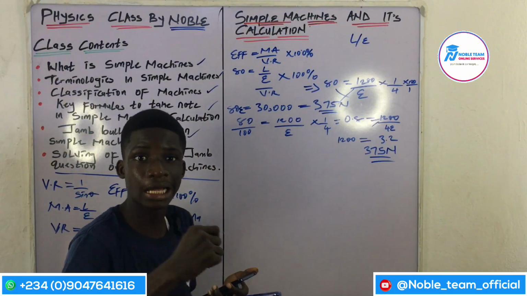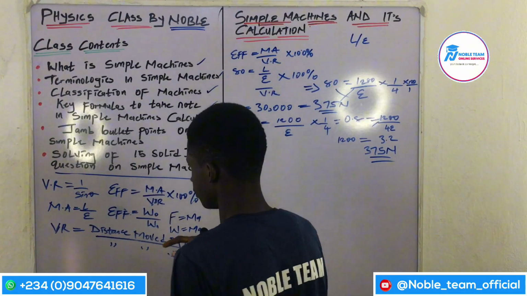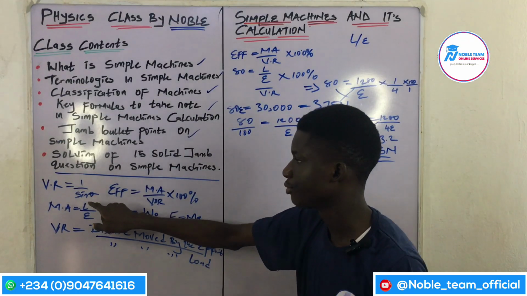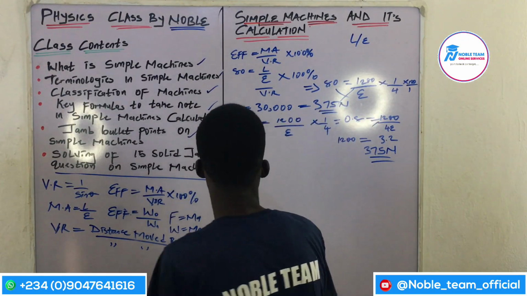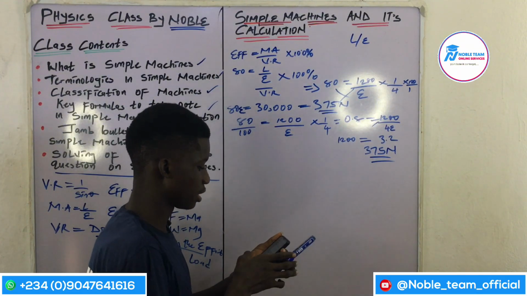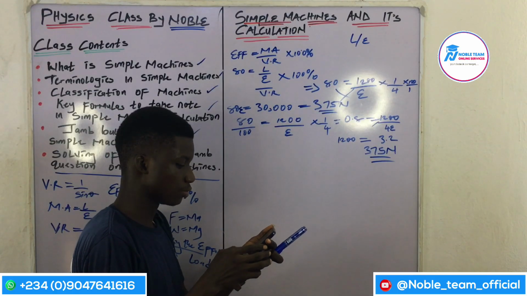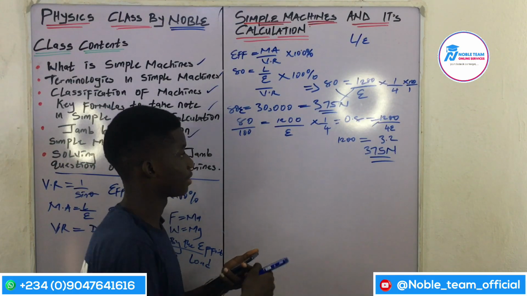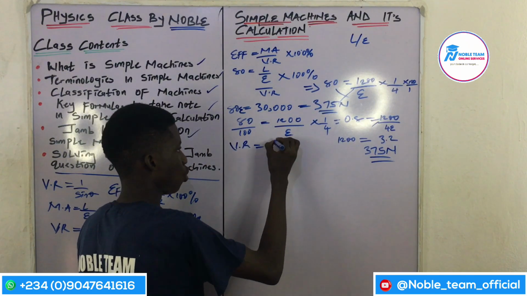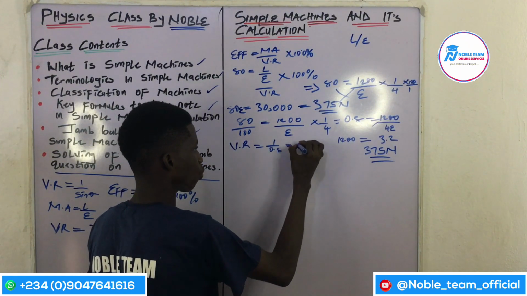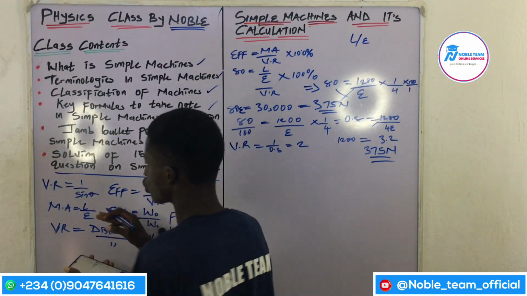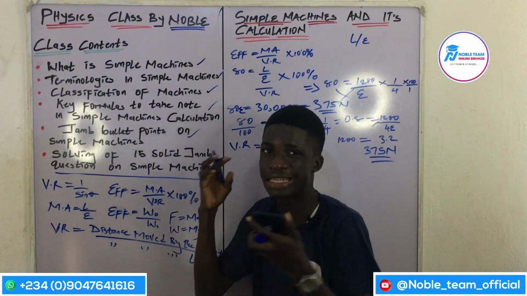Since they said inclined plane, remember what I said here, that the velocity ratio of an inclined plane is 1 divided by sine theta, and sine theta is 0.5. Yes, just calculate it. So VR is now equal to 1 over 0.5, which is equal to 2. You are done. So we have solved question 2. All you need to do is allow these formulas to stick into your memory.